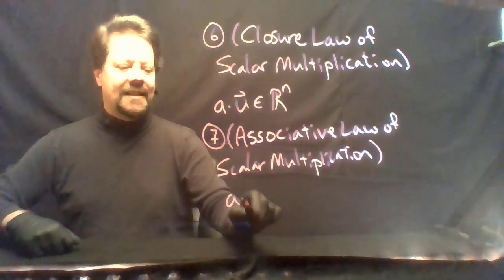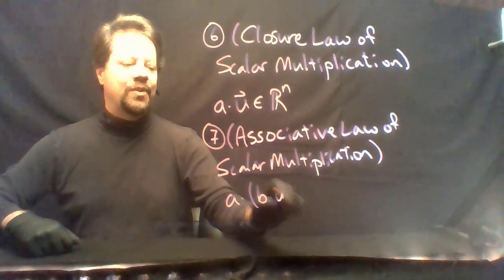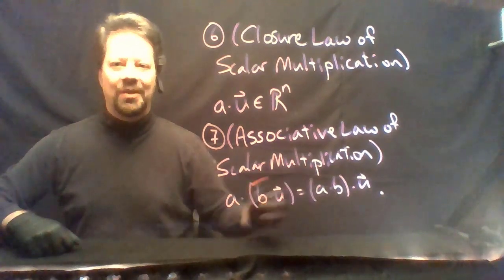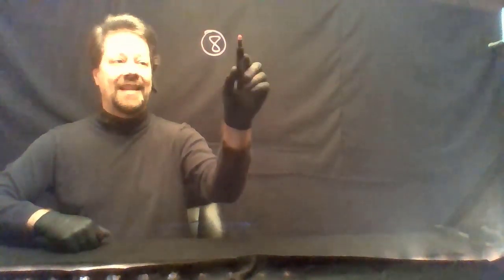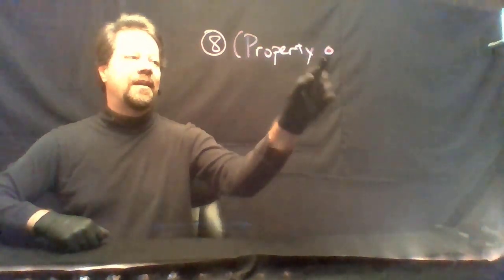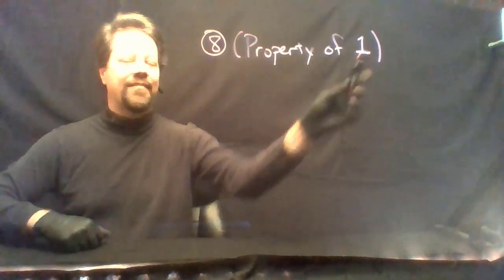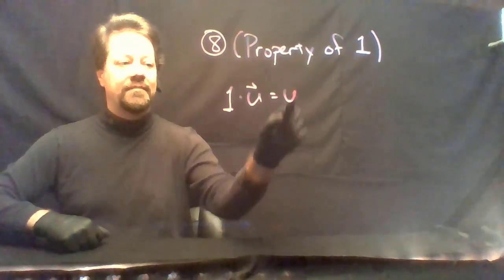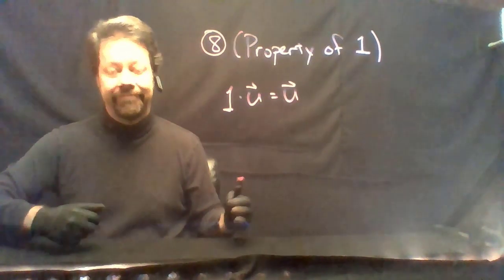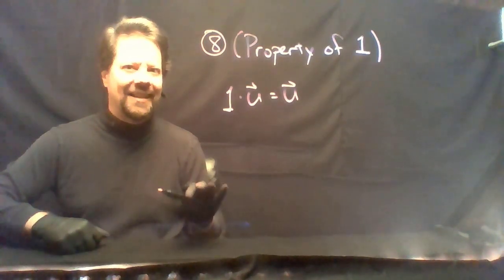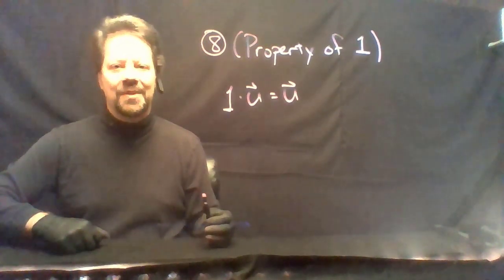If you take a times b times u, you'll get the same thing if you take a times b and then multiply onto u. In property 8, we have the property of 1. If you rescale a vector by 1, it leaves it alone. All of these properties are not all that complicated. They're pretty simple. We're just teaching you the names.